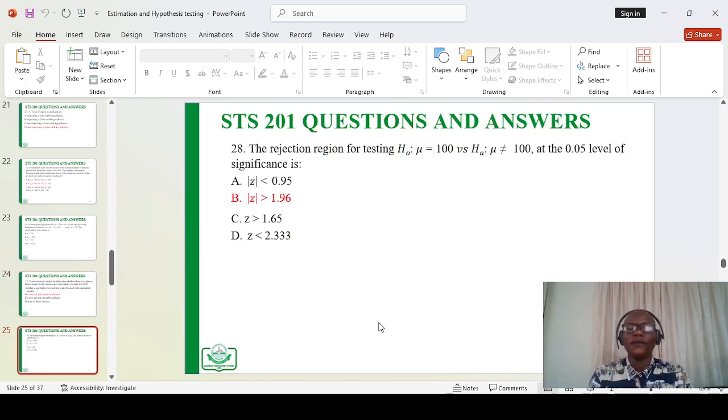The rejection region for testing H naught, mu equal to 100 versus mu is not equal to 100 at 0.05 level of significance is now. For this one, you need to determine the test statistic in this situation. Then we have our level of significance equal to 0.05. That's our alpha. Now we go to the statistical table. Subtract 0.05 from 1. We have 0.95. From the table, the corresponding value is 1.96. So therefore, the absolute value of our z is greater than 1.96. So B is the correct answer.